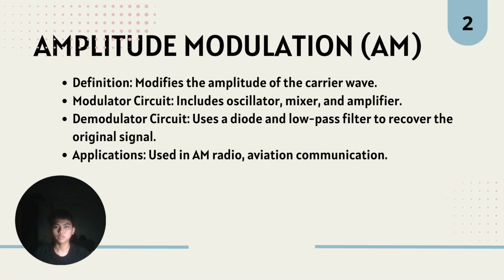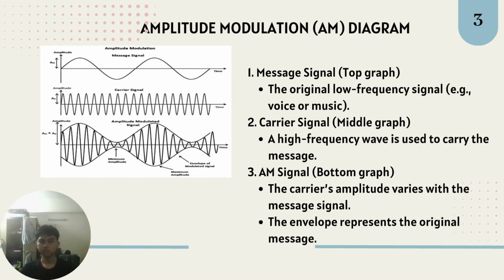Slide 2 is amplitude modulation, AM. Amplitude modulation, AM, is a method where the amplitude of a carrier wave changes based on the message signal. It is commonly used in AM radio and aviation communication. The modulator circuits include an oscillator, mixer, and amplifier, while the demodulator extracts the original signal using a diode and low-pass filter.